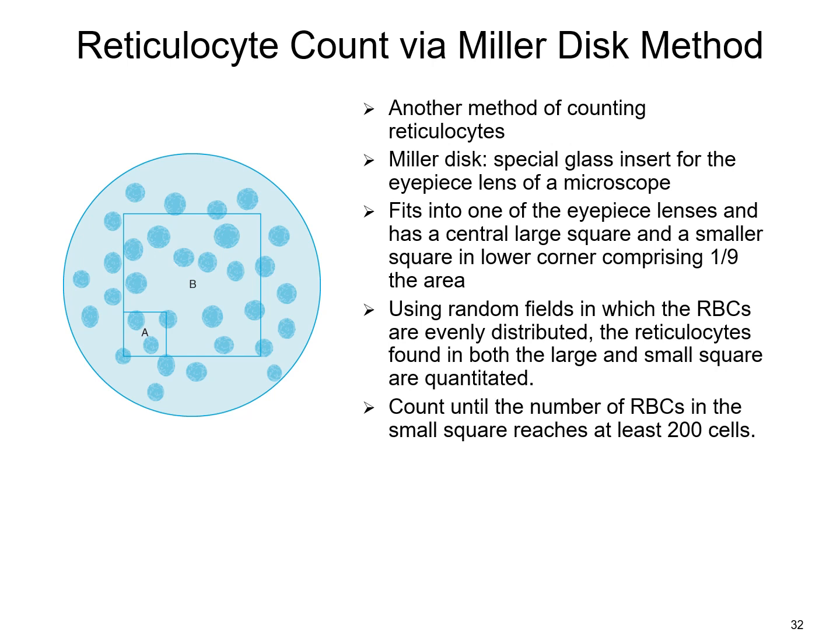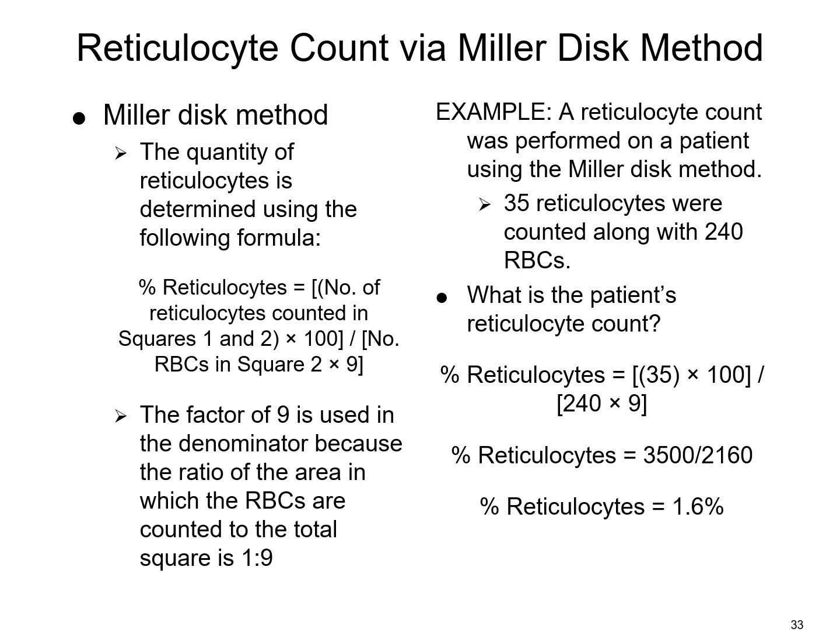You'll look at random fields in which red blood cells are evenly distributed, and you're going to look for the reticulocytes that are both within the large square and within that small square, and then you're going to count until the number of red blood cells in the small square reaches at least 200. Once we get those values, we'll plug it into the equation. We need to know the number of retics counted in square 1 and 2, and then we multiply that number by 100, and divide that by the number of red blood cells in square 2 times 9.